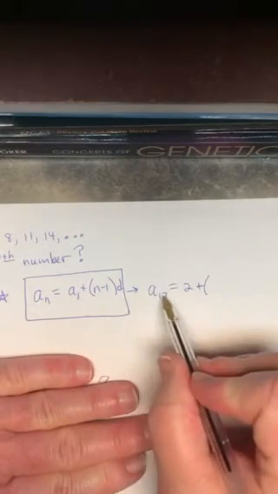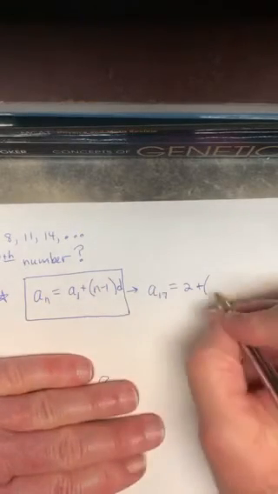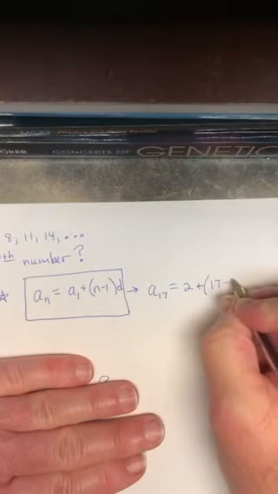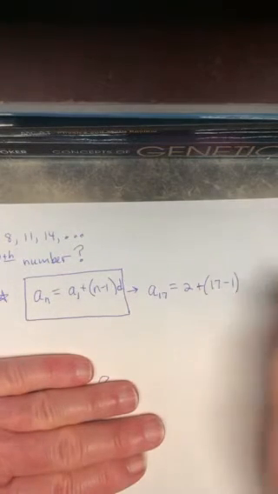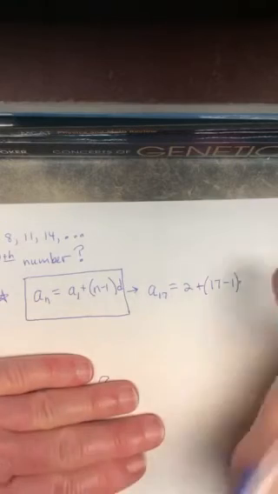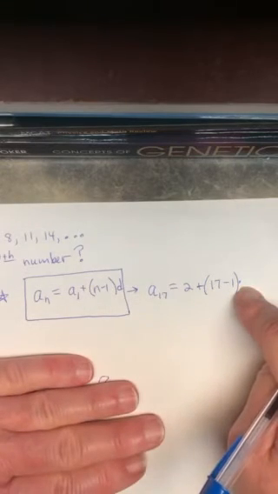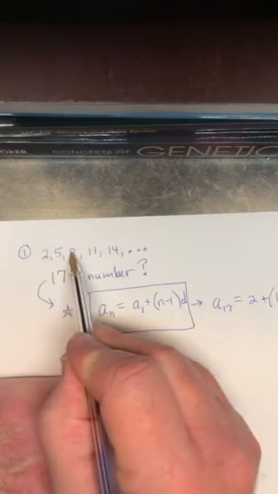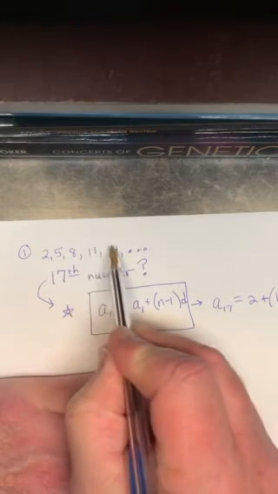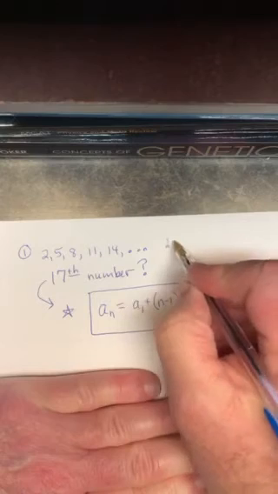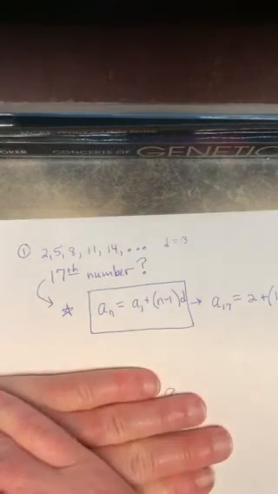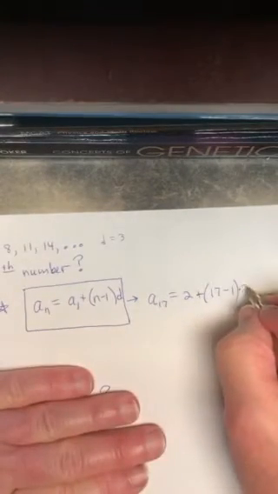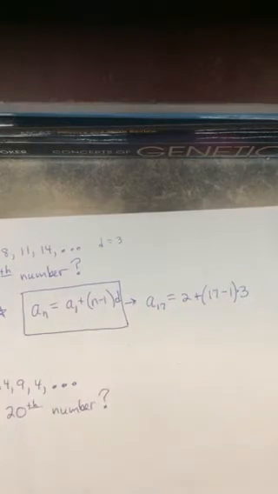So it was A sub 17. So this n is 17 minus 1 times, and that parenthesis is dot connected to D, which stands for what? The common difference. Well, remember, what was I adding each time to get the next number? Wasn't I adding 3? So the difference of this sequence was 3. We'd already mentioned that. So 3 goes in for the letter D.